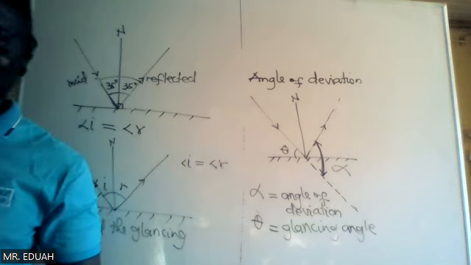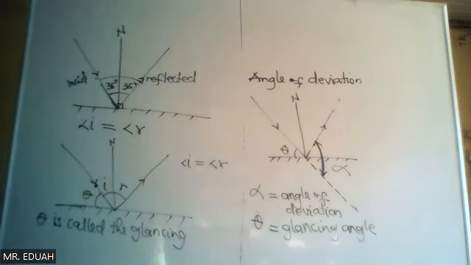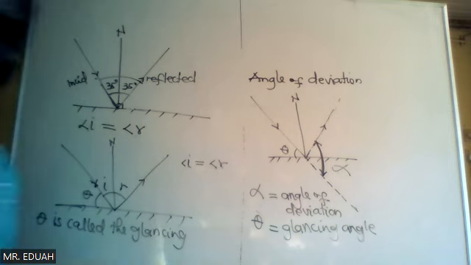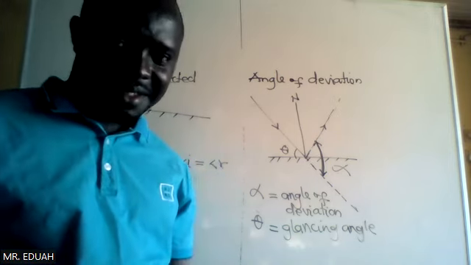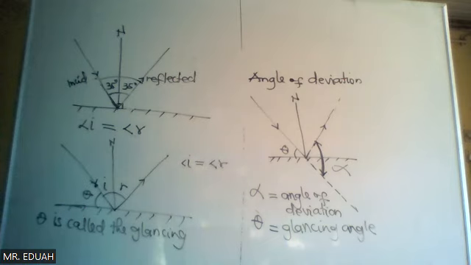If another hand is raised, go ahead. 2 times the glancing angle, that is 2 times theta. Yeah, you have also done well, but not absolutely.